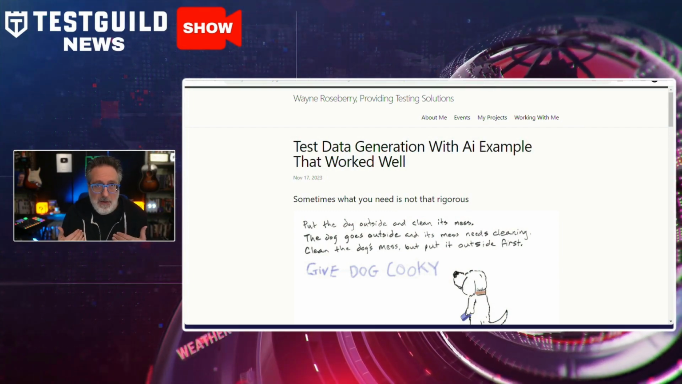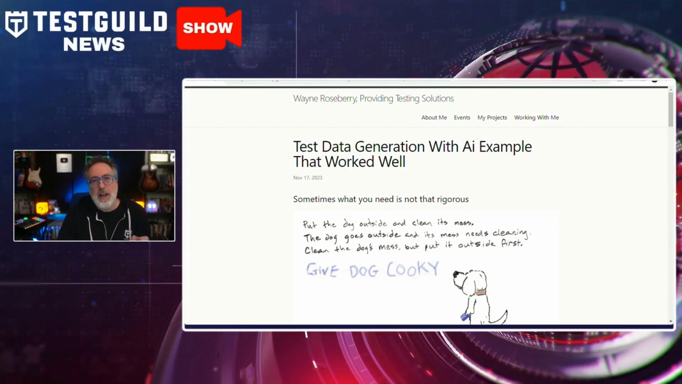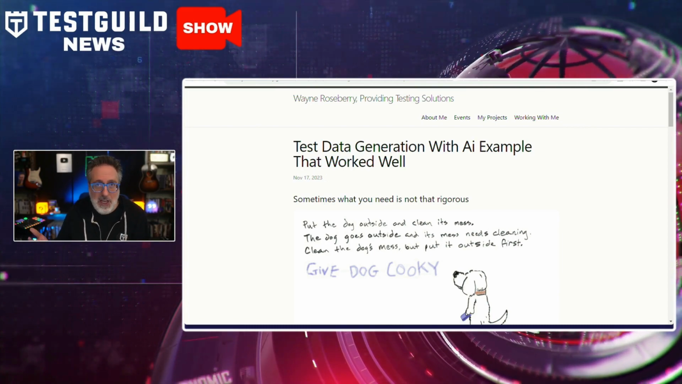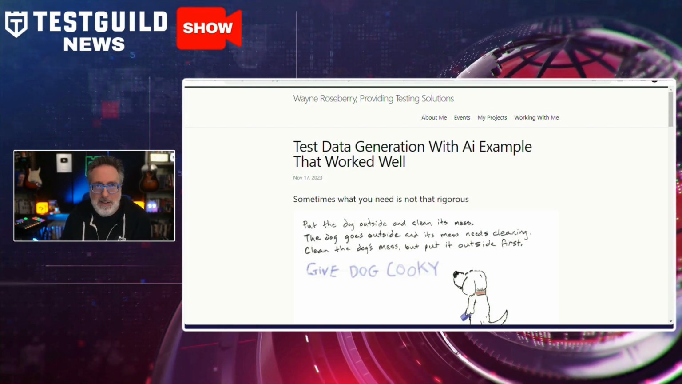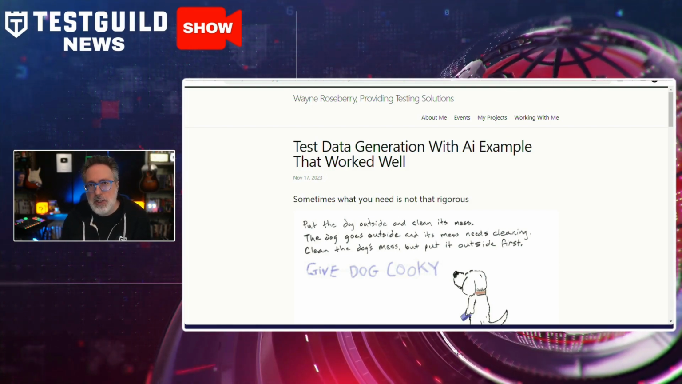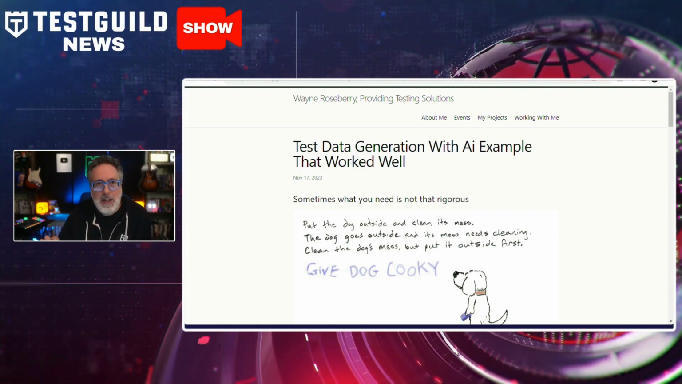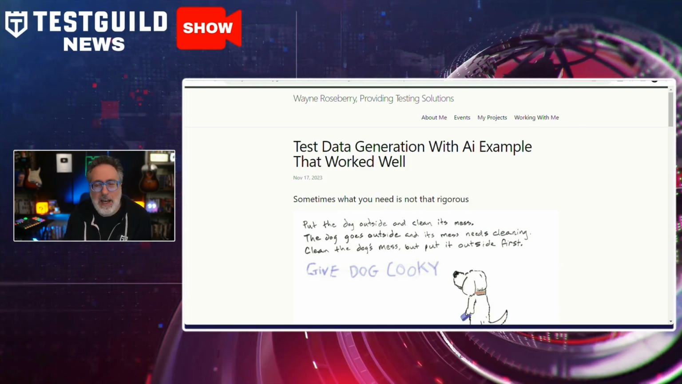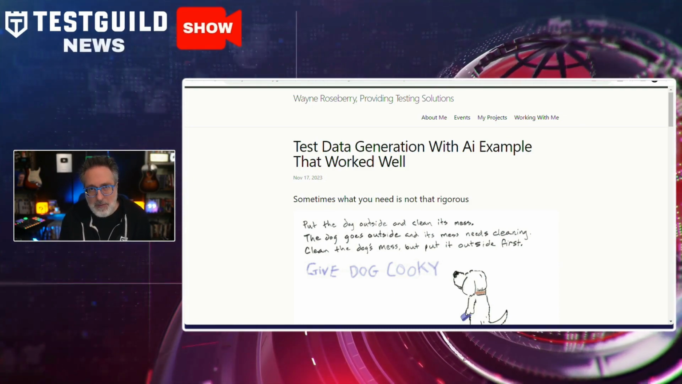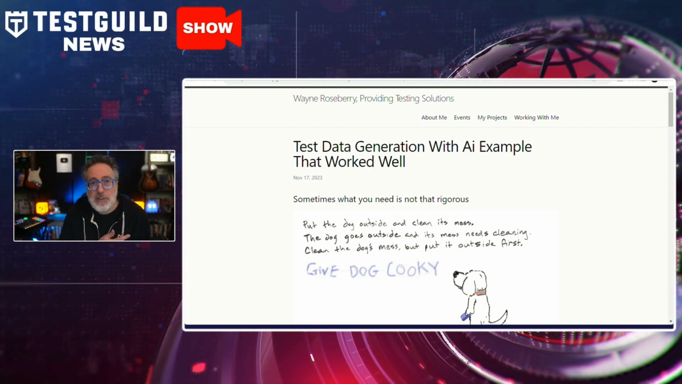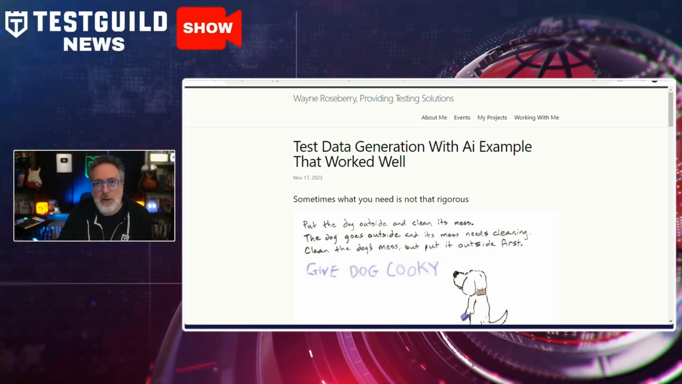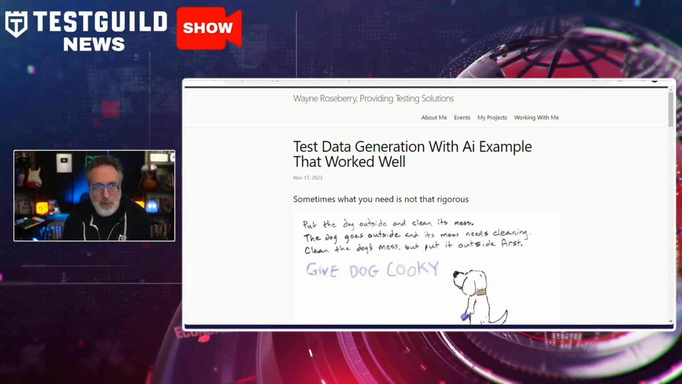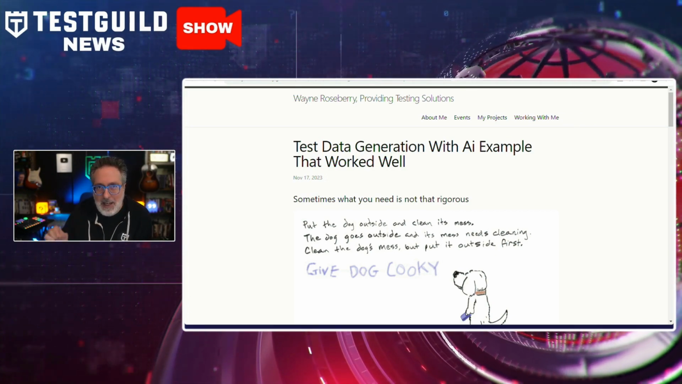So from my past experience as a tester, I often found creating effective test data to be a challenging task. Luckily, Wayne, who's been on the show before, he's an expert in testing, recently shared a compelling success story on his blog post about leveraging AI, specifically ChatGPT, for generating test data. He goes into detail how he was developing a tool to detect duplicate failures in test automation, which required test data with similar but not identical content.